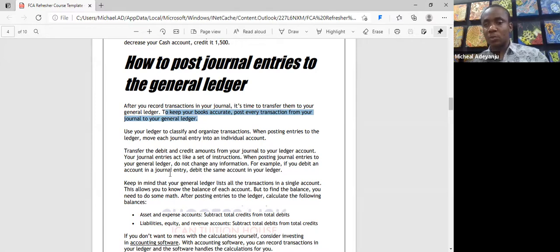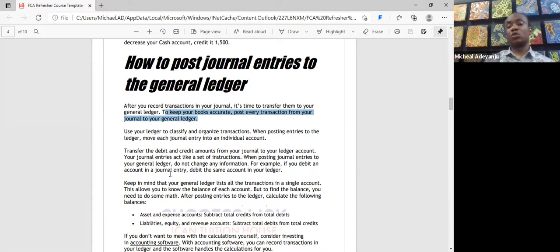Transfer the debit and credit amounts from your journals to the ledger account. Your journal entry acts like a set of instructions. When posting journal entries to your general ledger, do not change any information. For example, if you debit an account in the journal entry, debit the same account in your ledger. Keep in mind that your general ledger lists all the transactions in a single account. This allows you to know the balance of each account. Like I said earlier, the purpose of the general ledger is to compile all your journal entries into one, for us to know the balances left for every account.